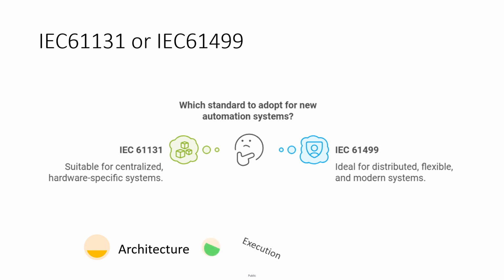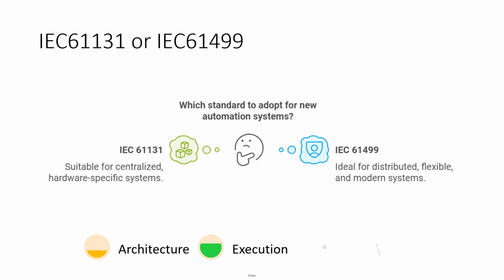On the execution model, IEC 61131 uses a cyclic scan model where the control logic continuously scans inputs, executes the logic, and updates outputs. IEC 61499 adopts an event-driven execution model. Function blocks execute when triggered by specific events, resulting in more efficient use of resources and faster response times.